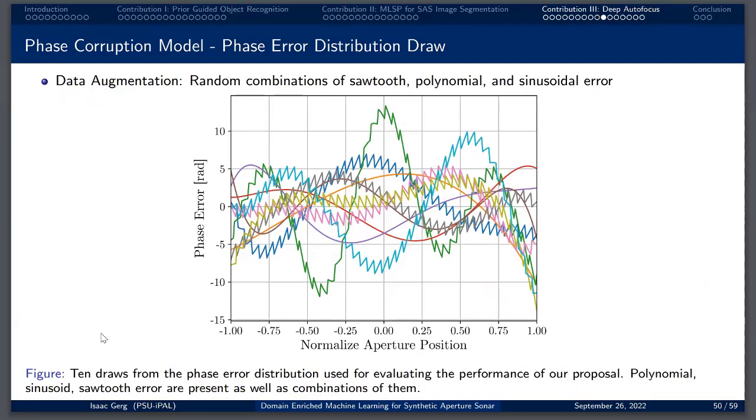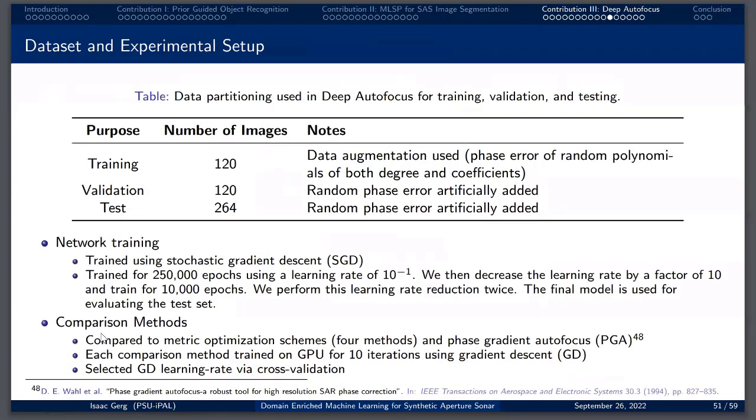So just to show what our data augmentation and our model for the phase looked like, this is just 10 random draws of that model. This model involves sinusoidal, sawtooth, and polynomial phase errors, in combinations thereof. So you can see there's some sinusoid with some sawtooth, there's some polynomial in here, but we really wanted to throw the kitchen sink at it to see how well it could do. So these corruptions are pretty severe.